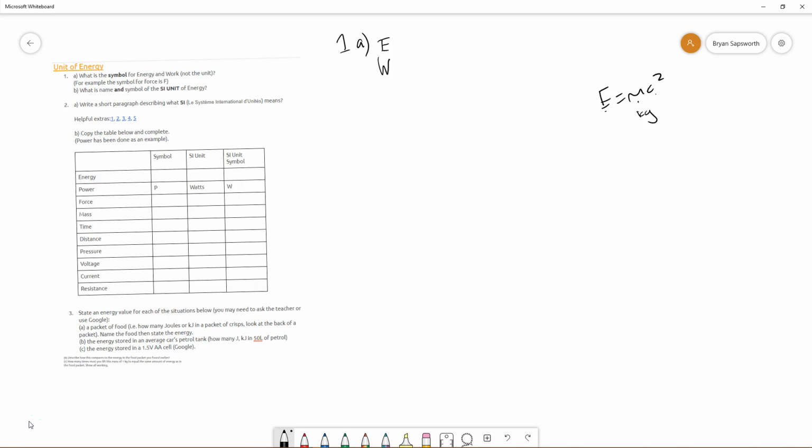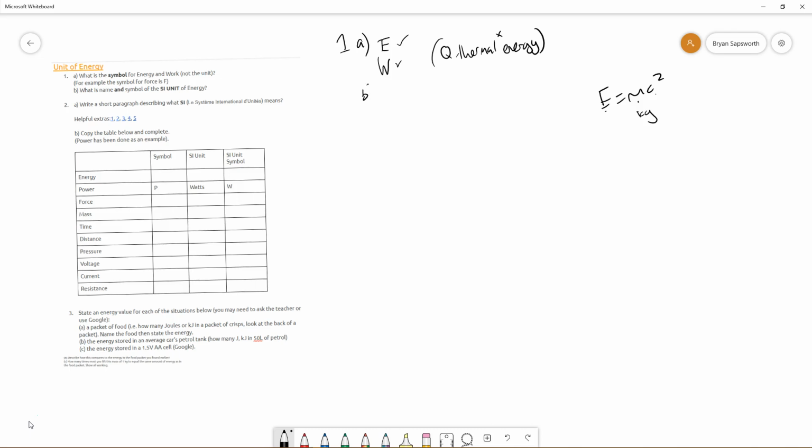W. There is another one, there's Q, which is thermal energy, but you don't need to know that. Okay, so at the moment it's just E and W.